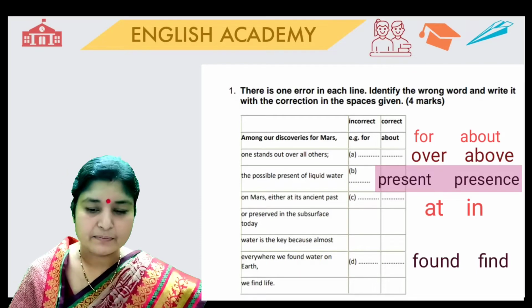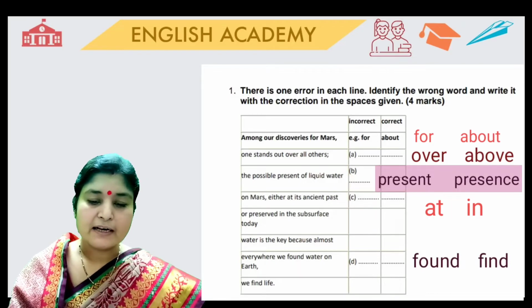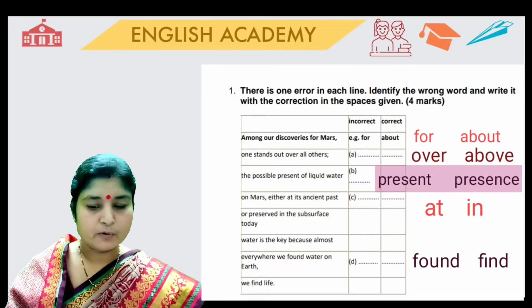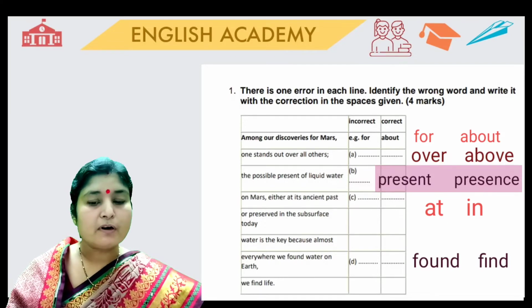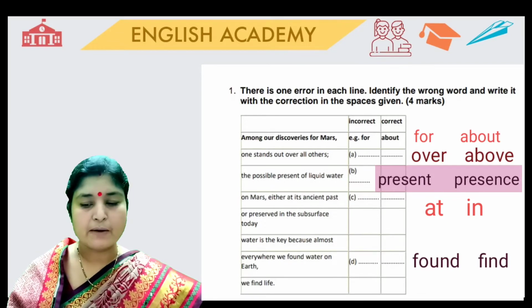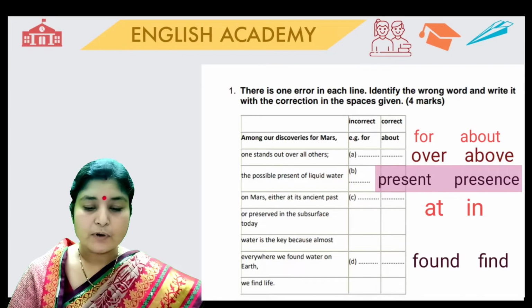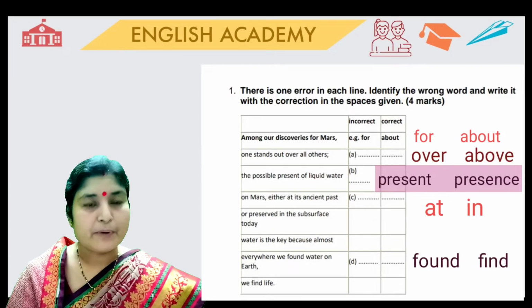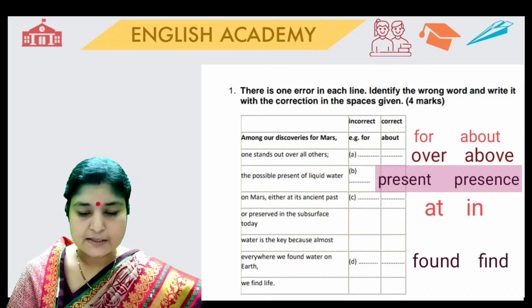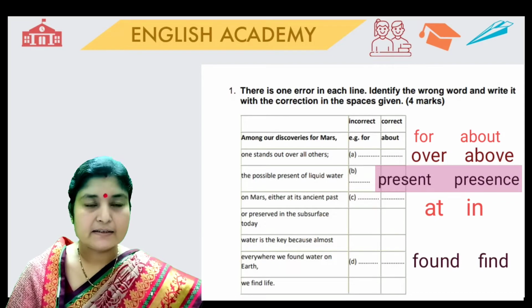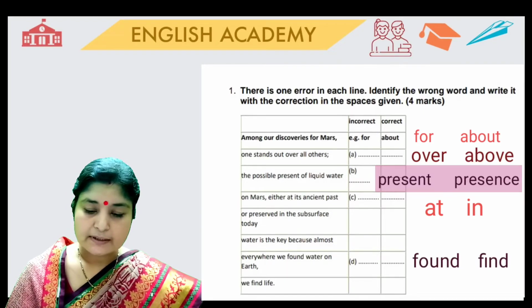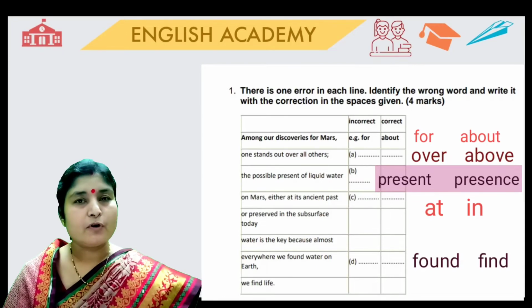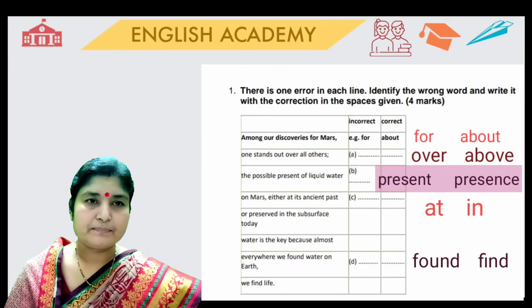Last, we find life. The first we have changed here, that is for to about. For is the wrong answer and about is the correct answer. The second one, over. In place of over, we have to use above. Third one, present. In place of present, we have to use the noun presence. And the next one, instead of at, we have to use in. Then the next one, found. Instead of found, we have to use find.